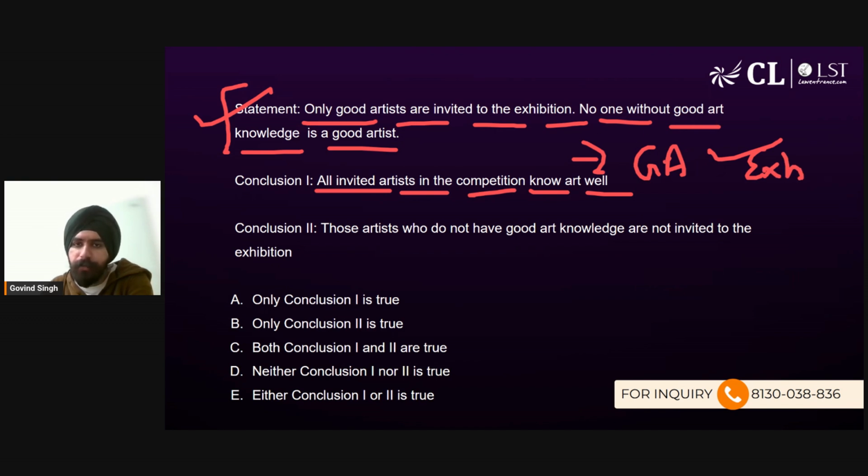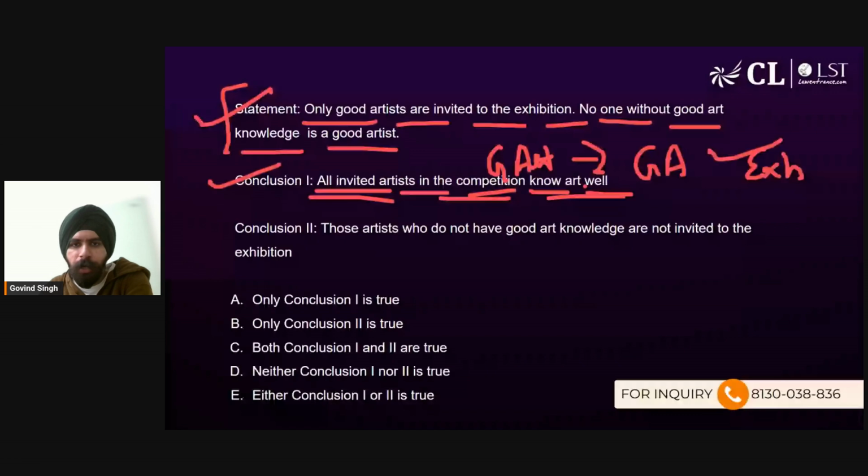So if you are having good art knowledge, you would be a good artist, or if you are a good artist, you would be having good art knowledge. Both of them are complementary. So all invited artists in the competition know art well. Can we conclude that? Yes, we can conclude that, because only people who know art well are good artists, and only good artists are invited in the exhibition. So this is a valid conclusion.